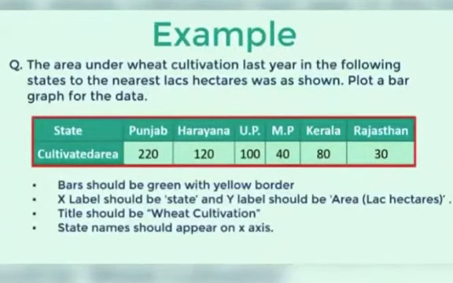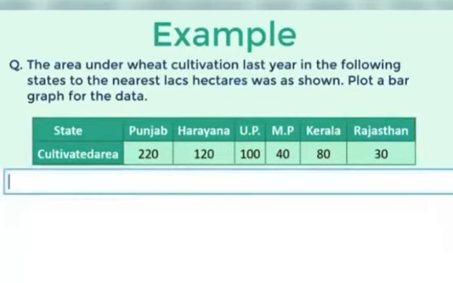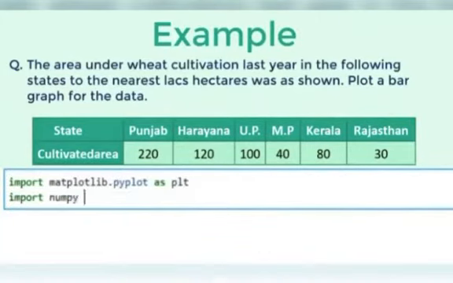Here area cultivated in different states are shown. You have to draw a bar graph in green with yellow border and labels and ticks. Let's look at how we will make this graph. First thing you need to do when you are using PyPlot is to import it in your program. So we will do that first.